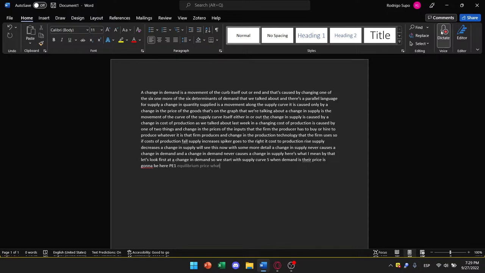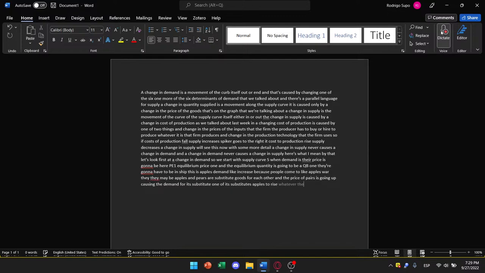And we're going to have demand shift. If this is apples, demand might increase because people come to like apples more. Maybe apples and pears are substitute goods for each other, and the price of pears has gone up, causing the demand for its substitute, apples, to rise. Whatever the reason, the demand for apples goes up. That's depicted by a rightward shift of the demand curve. So the demand curve is no longer here. It's here.